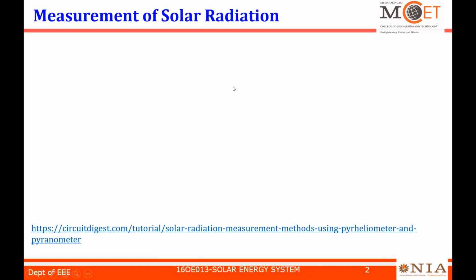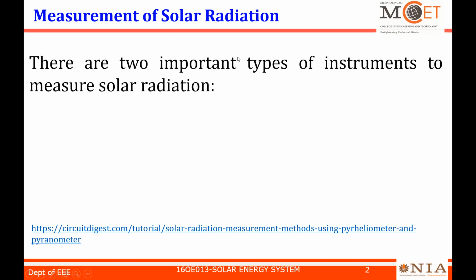Measurement of solar radiation. Solar radiation is the radiation or energy we get from the sun. This radiation is converted into an electrical signal. Solar radiation is classified into three types: direct radiation, diffuse radiation, and global radiation. There are two types of instruments used to measure solar radiation.